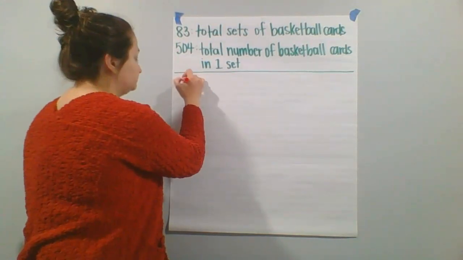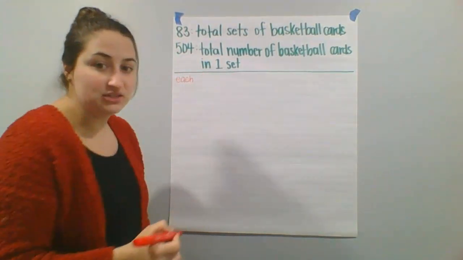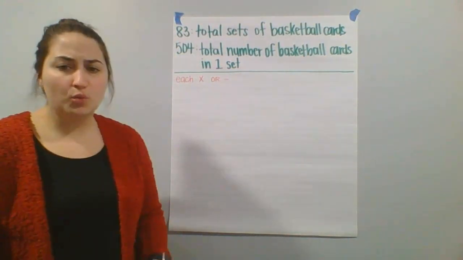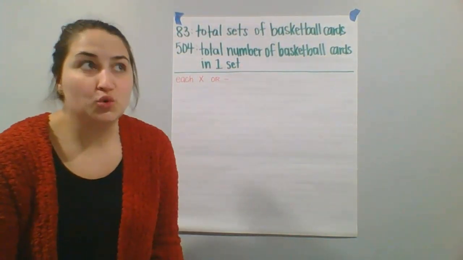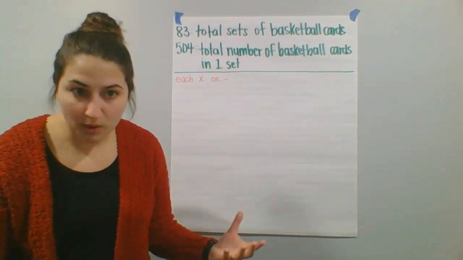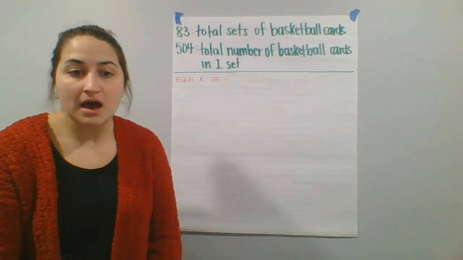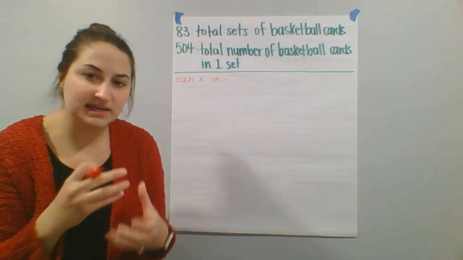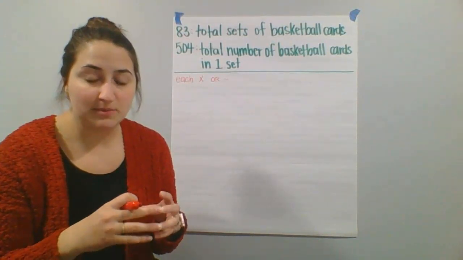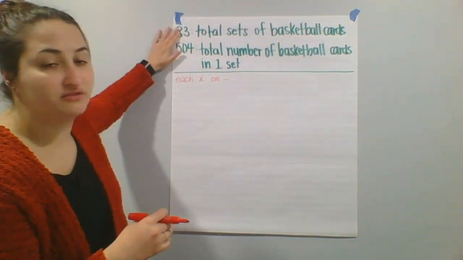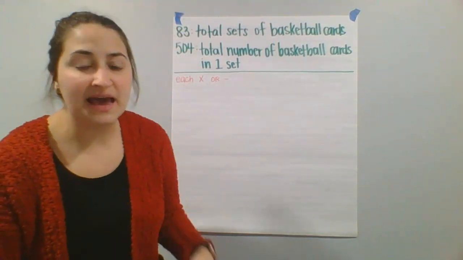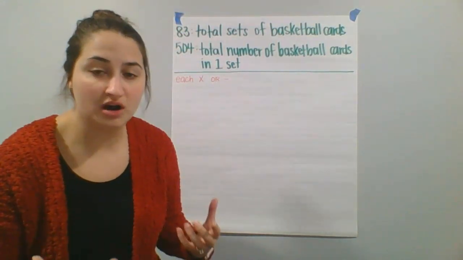Each is important. And we know each can mean multiplication or division, so we want to figure out: do we want our answer to get bigger? Do we have our total? Do we know how many cards Manny has? Or are we trying to make equal sets of basketball cards using the 504 and the 83? Our question was asking us how many cards, so how many total cards he has.